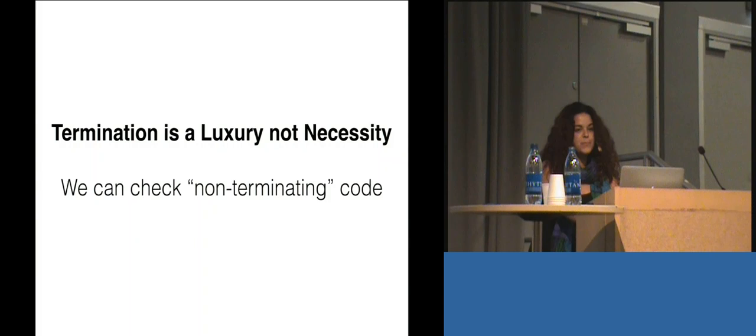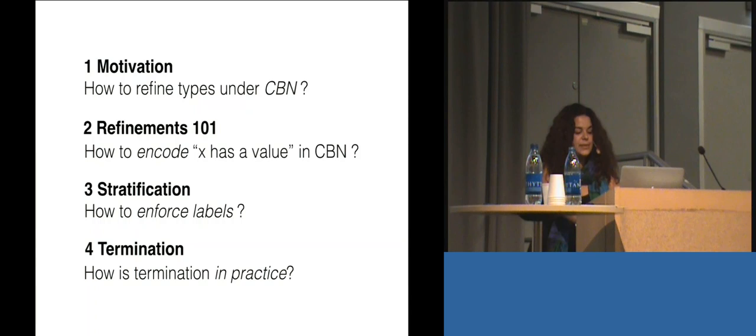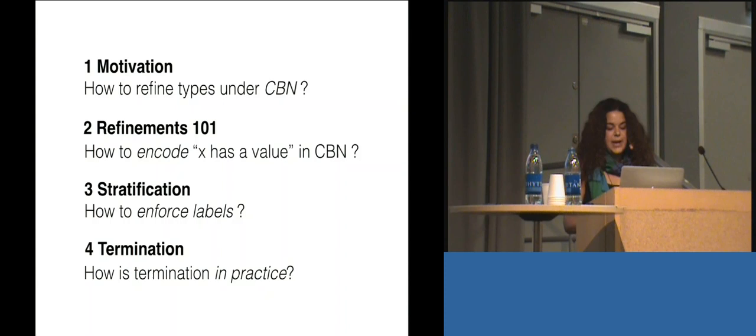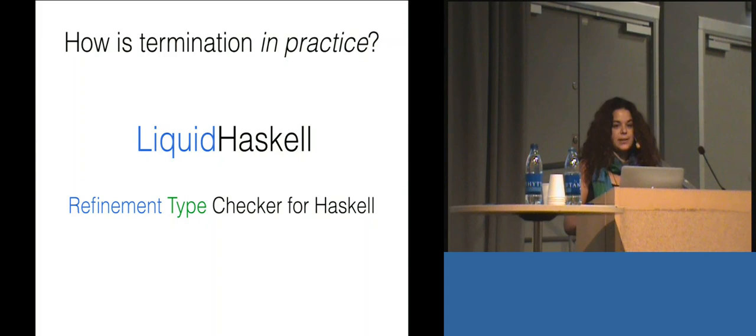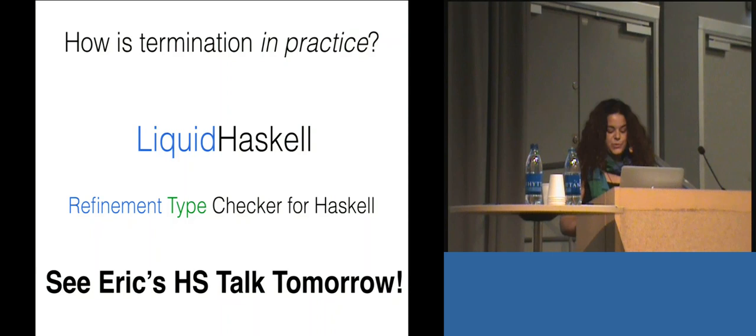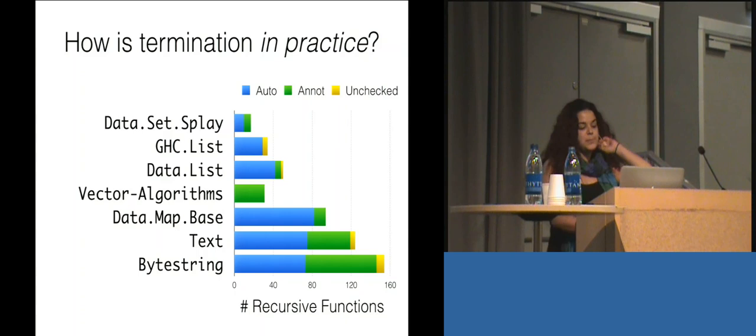But we do have termination checks, and as a next step, we would like to check if termination is good in practice. So we checked if termination is good in practice using Liquid Haskell, a refinement type checker for Haskell programs. I'm not going to describe Liquid Haskell now, but Eric has a talk on Liquid Haskell at the Haskell symposium tomorrow. So we used Liquid Haskell to check termination on many Haskell libraries that are more than 10,000 lines of code.